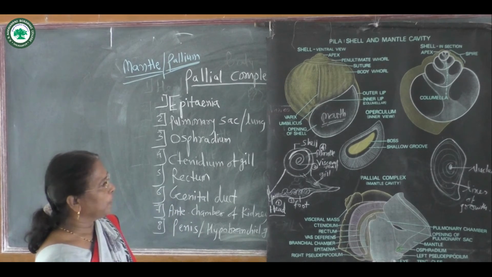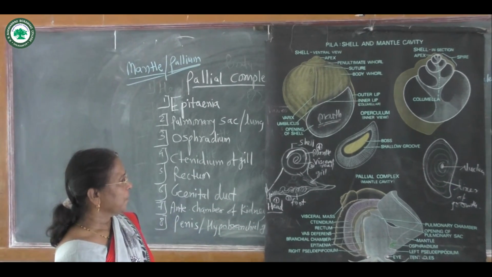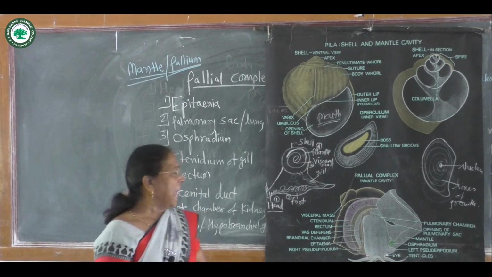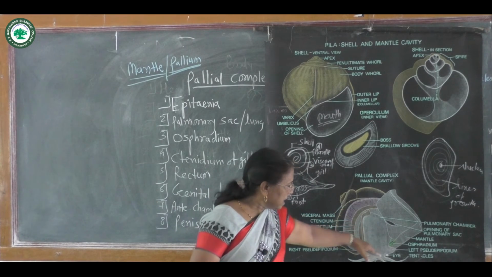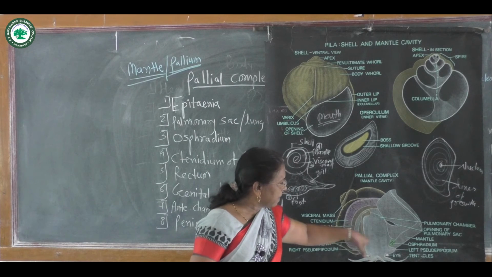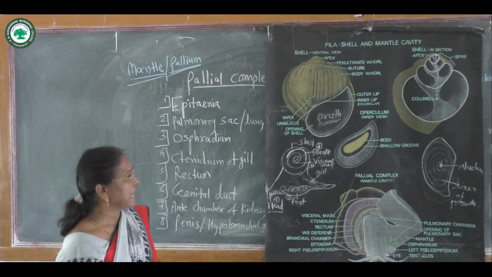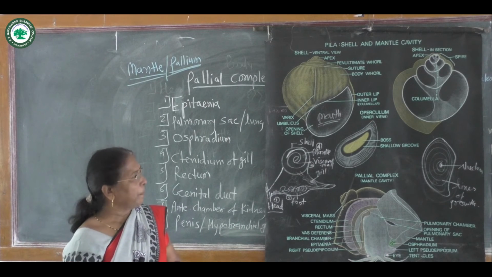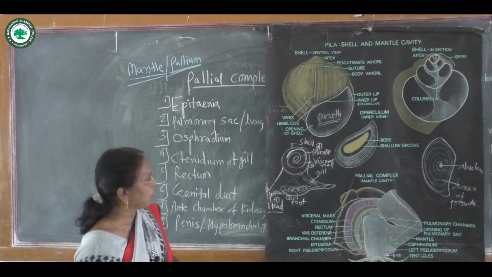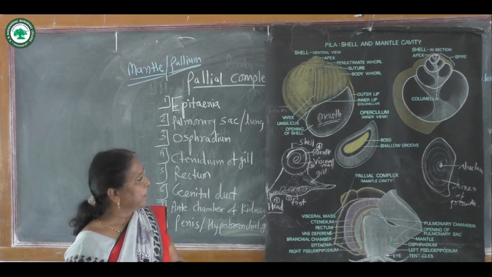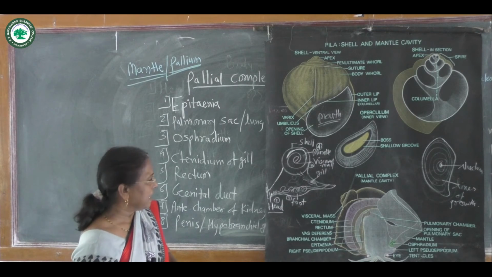Anterior part of the body is covered by the mantle, as we have just seen, which forms a large space called the mantle cavity. Here, this anterior part of the mantle forms a large space which is called the mantle cavity or the pallial cavity, and inside it all the visceral organs are located, and these all important organs are called the organs of pallial complex.